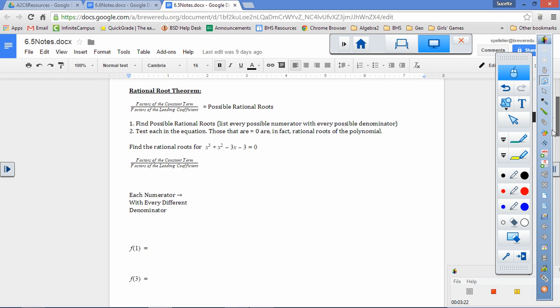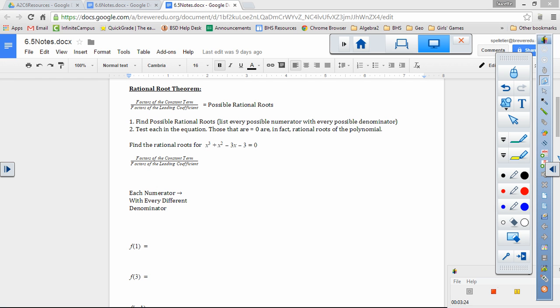Rational root theorem. Okay. Here we go. Good stuff right here. You can talk about this at the dinner table and be very impressive. Factors of the constant term. So this is how we're going to find all the possible rational roots. We will never use all of those. We're just looking for one. I just need to find one root to get me through this process.